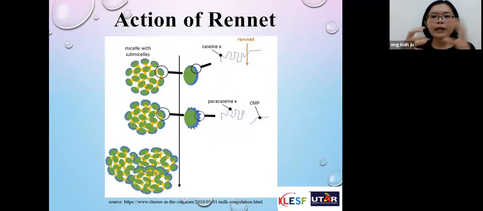That's why we need to add in rennet, to help or encourage even more coagulation of the milk, so that it will turn into cheese. That's why we add in this rennet: to make the protein become hydrophobic, not soluble in water, so it will clump together and form your curd.